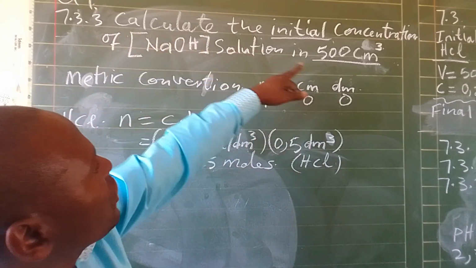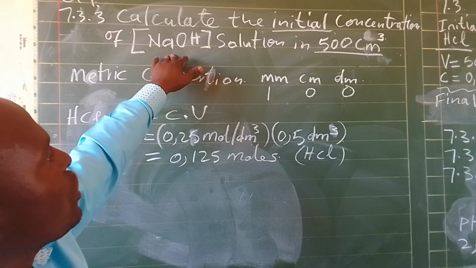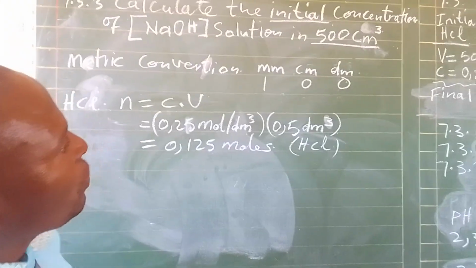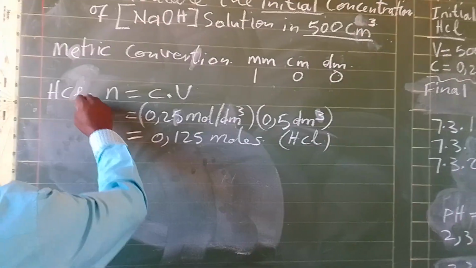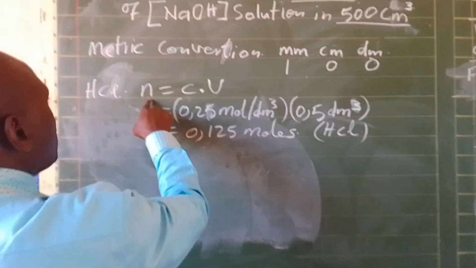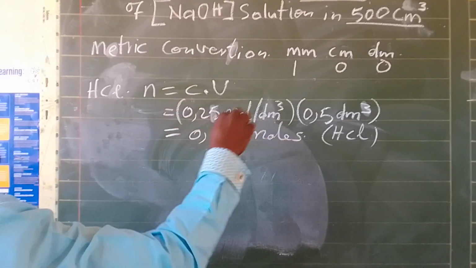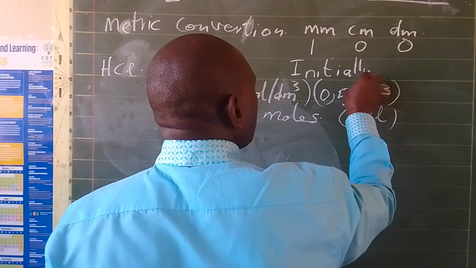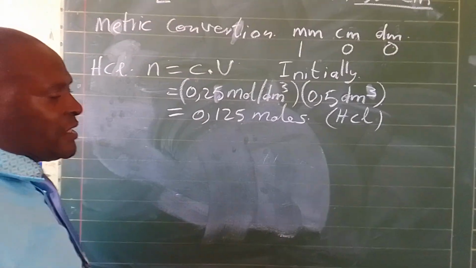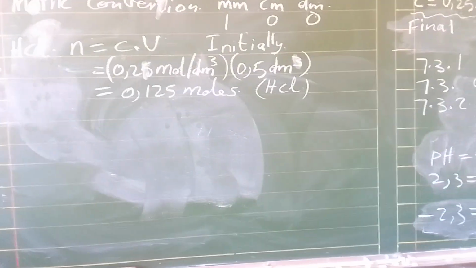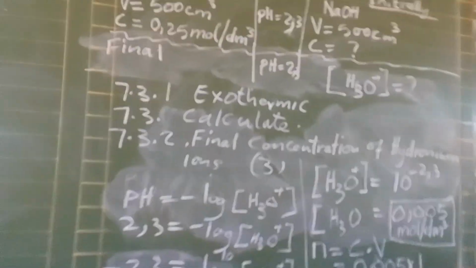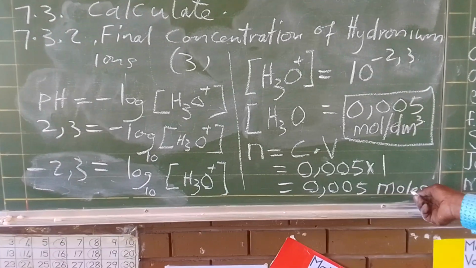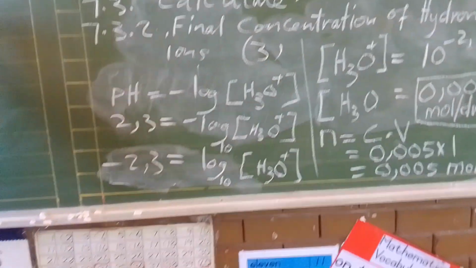We were busy doing the final question of question 7.3.3. They say calculate the initial concentration of sodium hydroxide solution in 500 cubic centimeters. Now, we were looking at the number of moles of the hydrochloric acid initially. Finally, we have calculated that it is 0,005 moles. Now, we can take it initially.